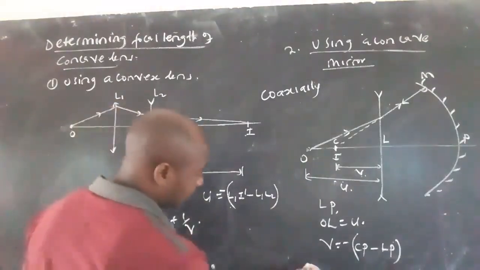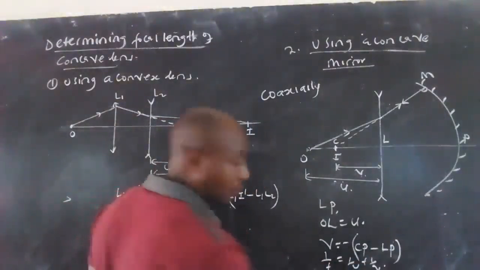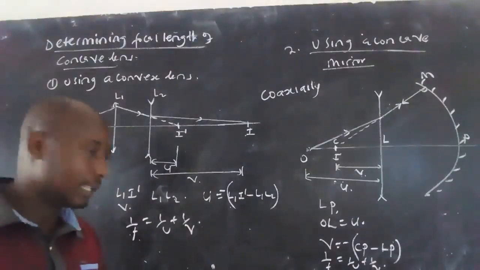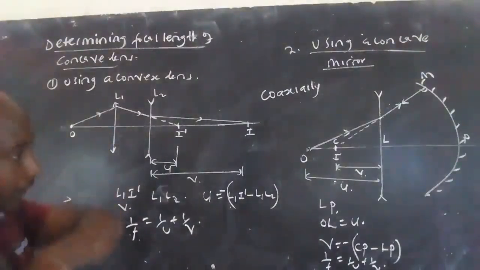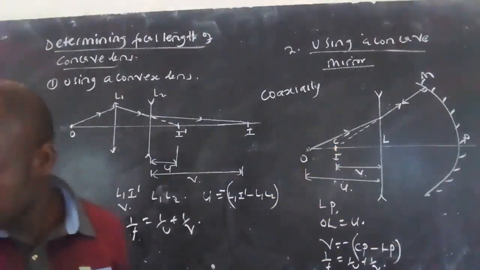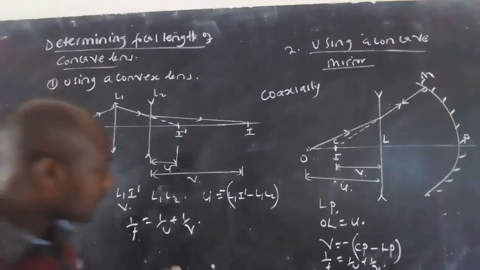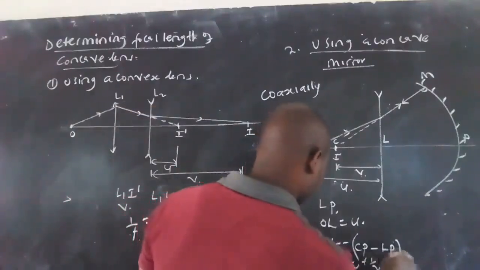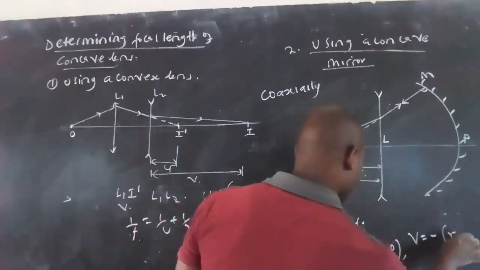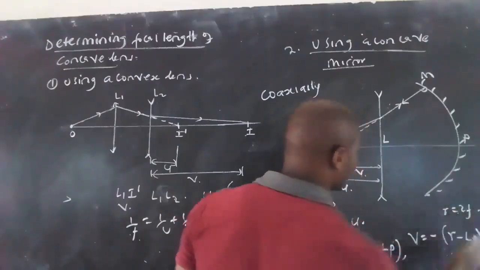Then from 1 over F equals 1 over U plus 1 over V, the focal length can be obtained. So this image is normally formed at the center of curvature. That means that our V will now become negative of radius of curvature minus LP, since R is equal to 2 times F.